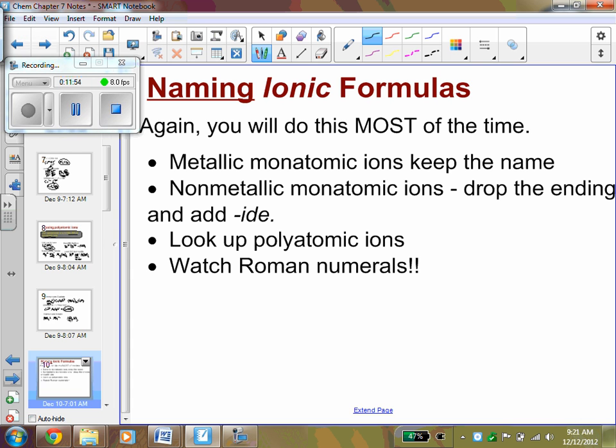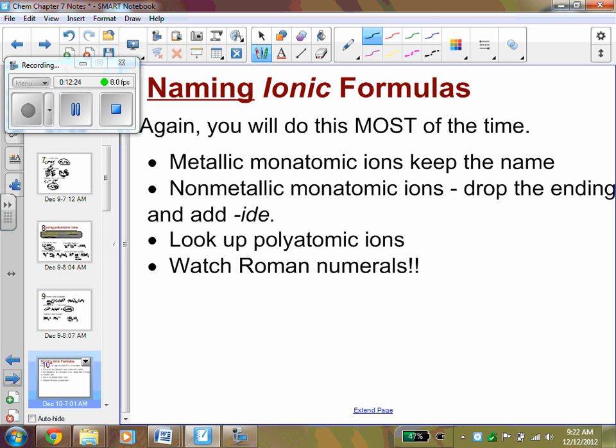All right, naming ionic formulas. When you name ionic formulas, we're going to keep this real simple. If it's a metallic monatomic ion, just keep the name the same and just read it off the sheet. So metallic monatomic ions are exactly the same. Non-metallic monatomic ions, you're going to drop the ending and add "ide." So some examples are nitrogen would be nitride, oxygen would be oxide, sulfur would be sulfide, chlorine would be chloride. You get the idea.